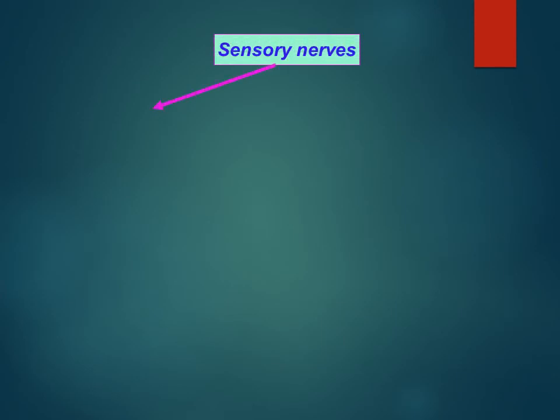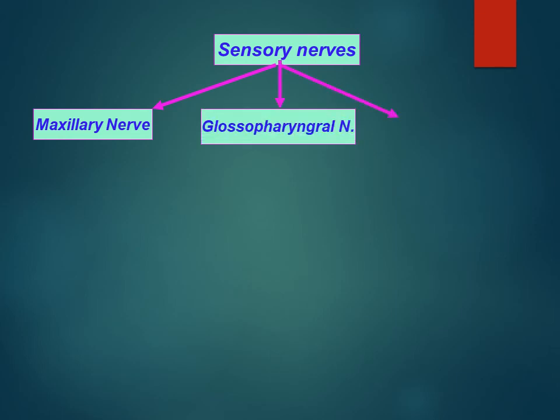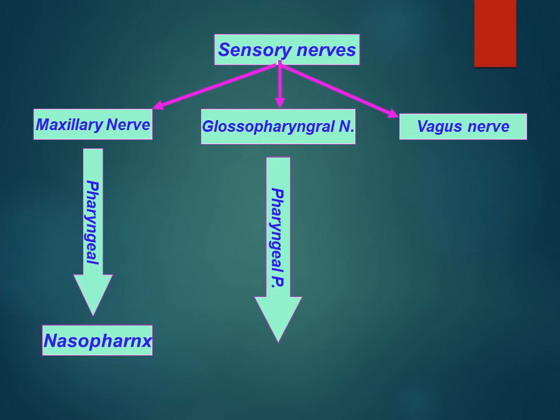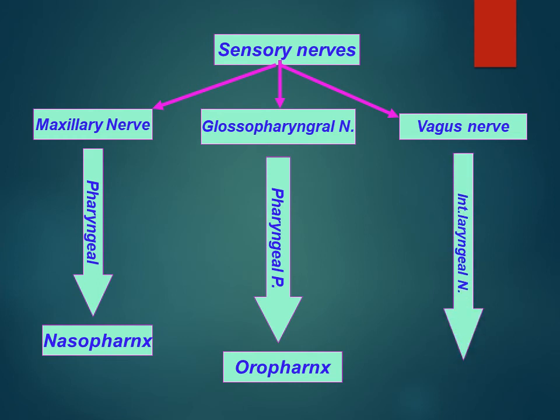The sensory innervation is through the maxillary nerve, the glossopharyngeal nerve, and the vagus nerve. The maxillary nerve has a pharyngeal branch that gives sensation to the nasopharynx, the glossopharyngeal nerve gives a pharyngeal branch to the oropharynx, and the vagus supplies the hypopharynx.